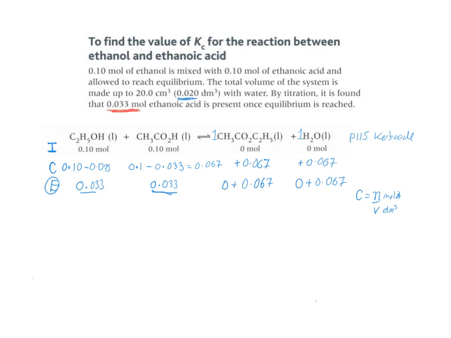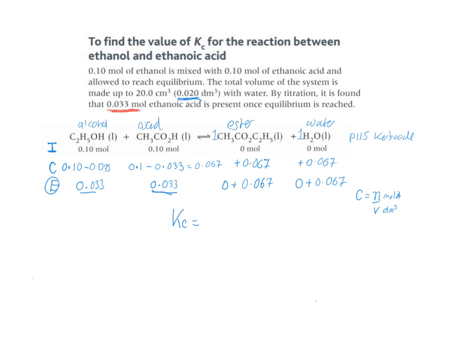They've already converted this to decimeters cubed for us. So now we write our equilibrium expression, Kc. And Kc, remember, is the concentration of the products, in this case the ester and water, divided by the concentration of the reactants, and that is the alcohol and the carboxylic acid.